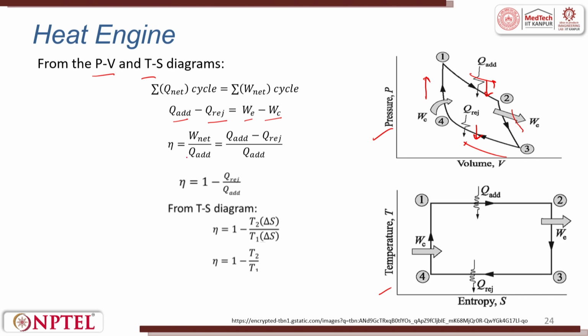So here efficiency is equal to net work done per unit net heat addition, or net work done could be put here as heat added minus heat rejected. So efficiency is equal to 1 minus the ratio of the heat rejected to heat added. From the TS diagram we could also see efficiency is equal to 1 minus T2 by T1 into delta S, that is the change in entropy. That is, it finally turns out to be 1 minus T2 by T1.